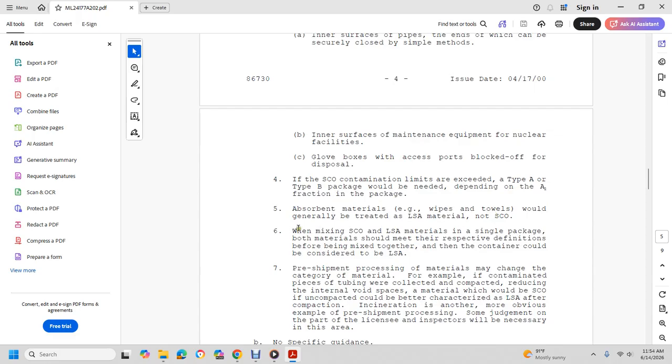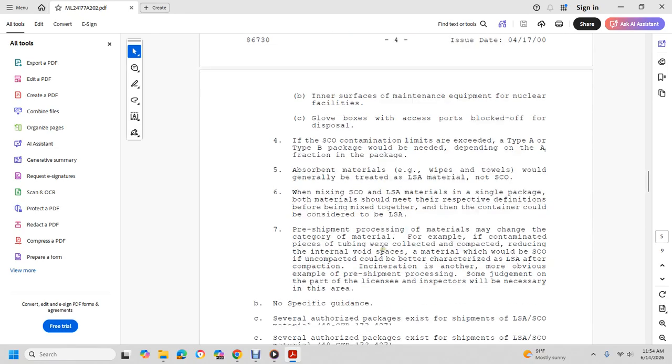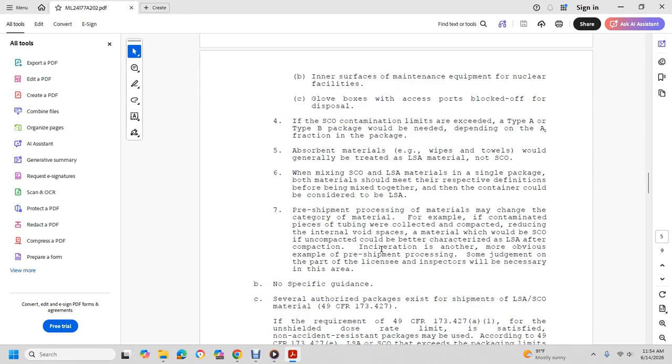Absorbent material such as wood would generally be treated as LSA, not as a surface contaminated object. When mixing surface contaminated objects with LSA material in a single package, both materials must meet the qualifications before being mixed together, and then the container could be considered LSA. For pre-shipment processing of material, for example, contaminated material compacted to reduce the internal void space, a surface contaminated object that is uncompacted could be characterized as LSA after the compaction.